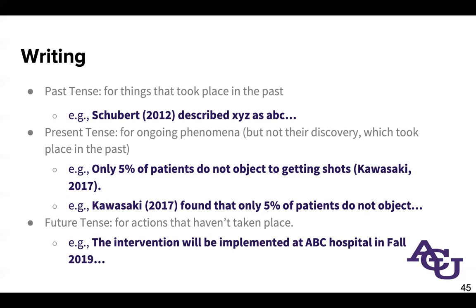Future tense doesn't get used a whole lot in the non-project based assignments. It can come up for some things like describing actions that you're planning to undertake, or writing about how you are awaiting IRB approval or something like that. An example: the intervention will be implemented at ABC Hospital in fall 2019.